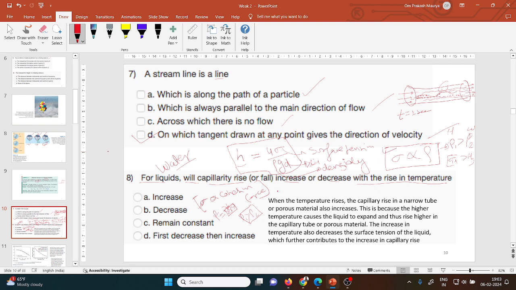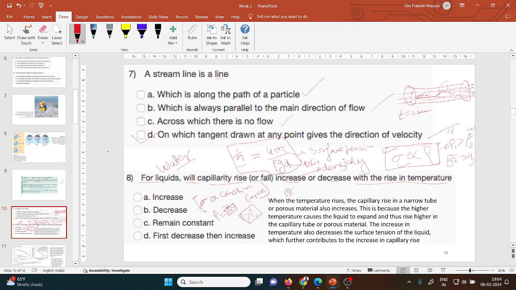Now as we increase the temperature, what will happen? The distance between the fluid particles, the liquid particles, will increase. If the distance between the particles increases, what will happen? Your density will decrease, your surface tension will decrease. If surface tension decreases, your H will also decrease. So this is the whole concept behind this question. Don't get confused here.